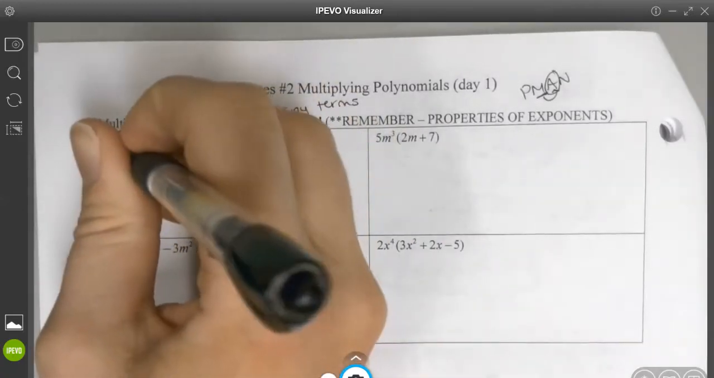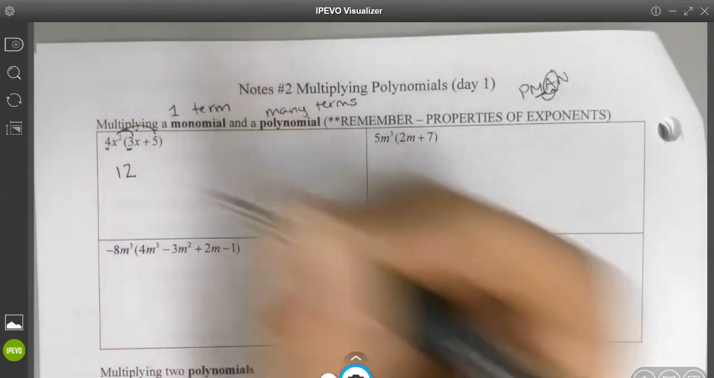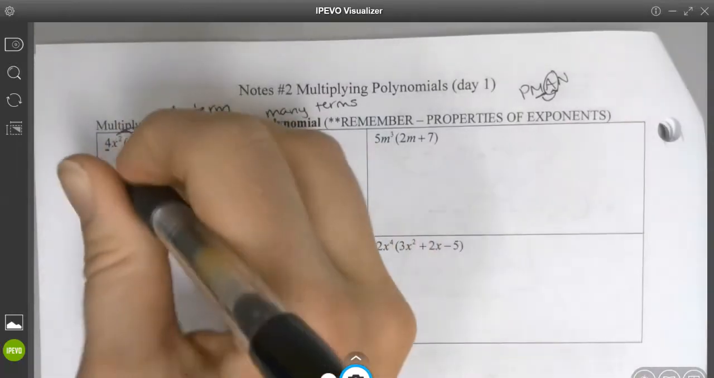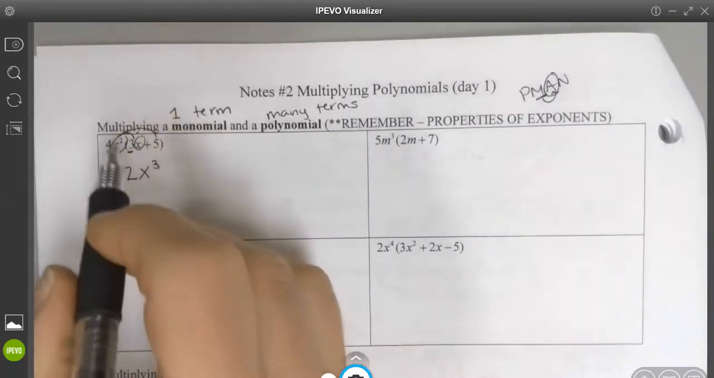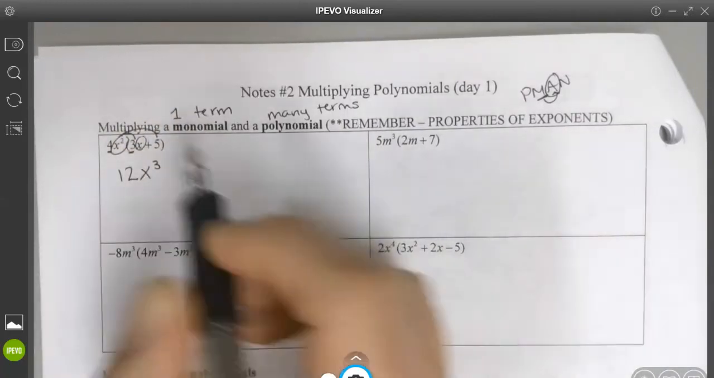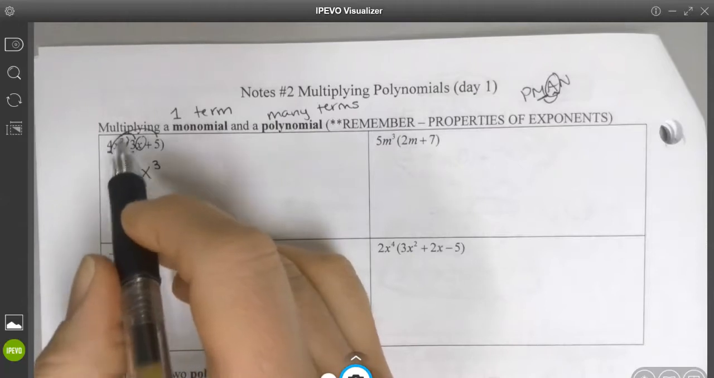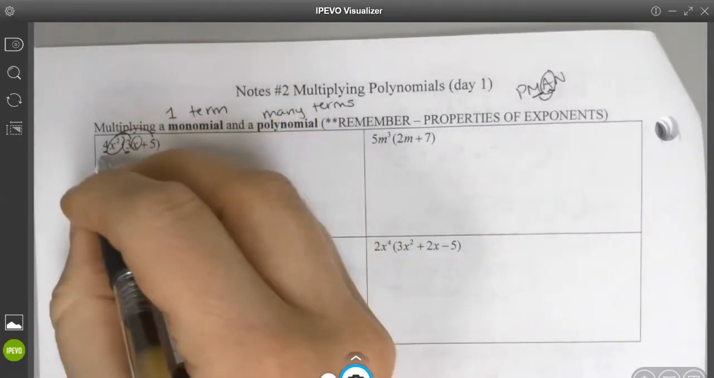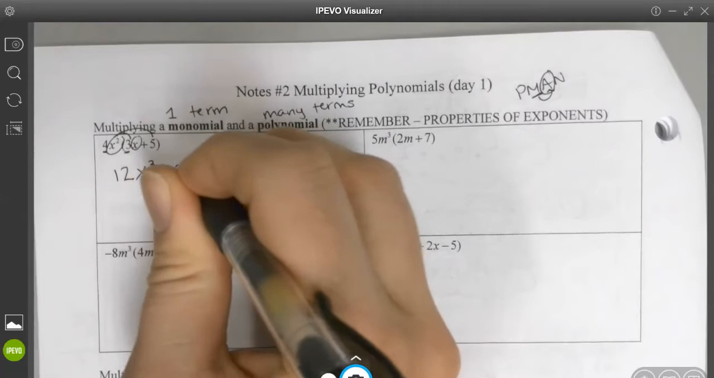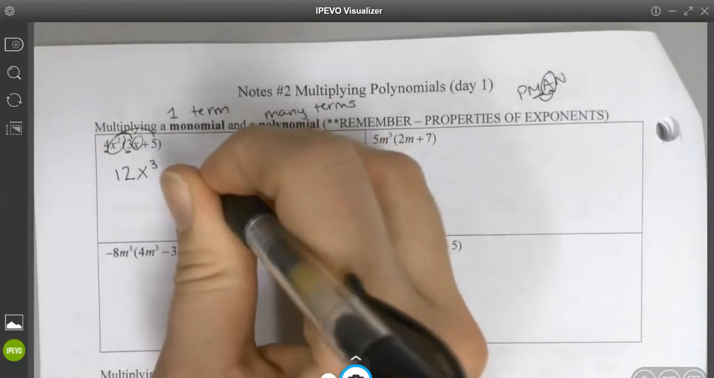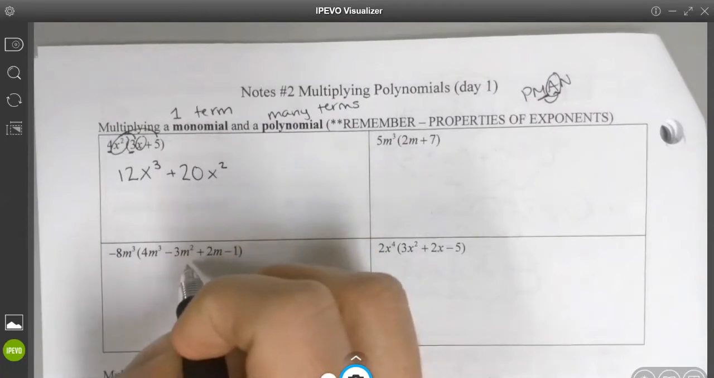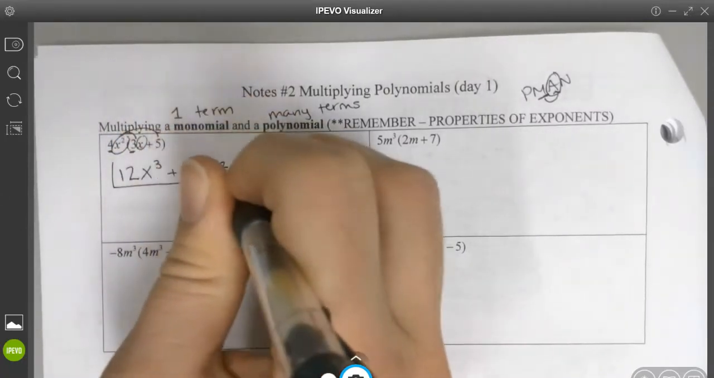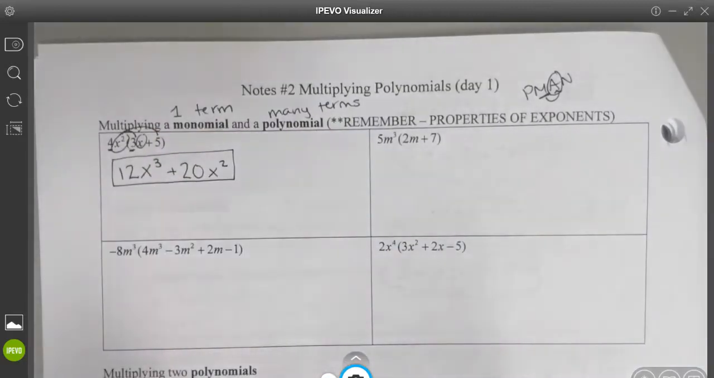So for the integer coefficients, 4 times 3, that's 12, just like it's always been. And the x squared times x to the first would give me x cubed, adding exponents there. And then multiplying 4x squared by 5, well, 4 times 5 is 20, and then that x squared doesn't have anything to kind of combine with it. It's just going to say 20x squared. There's my first multiplying of a monomial by a polynomial.